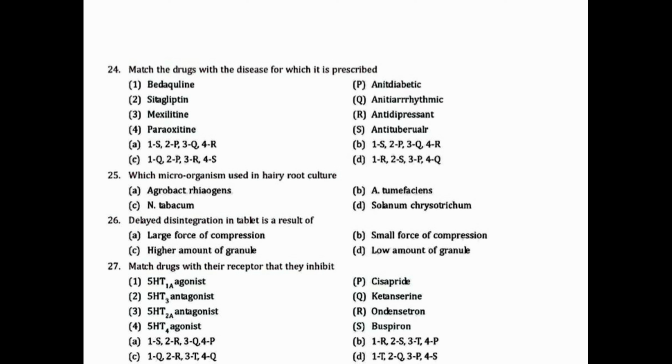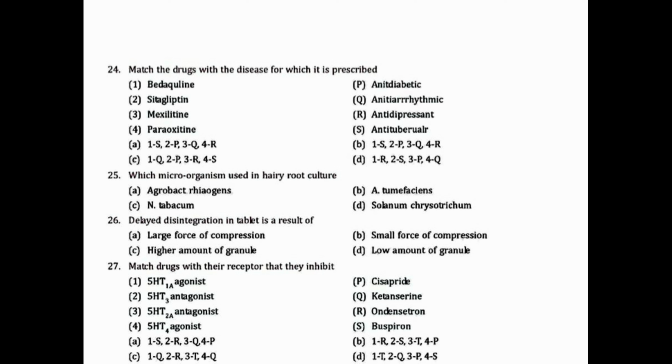Question number 25. Which microorganism is used in hairy root culture? Option A, Agrobacterium rhizogenes. B, Agrobacterium tumefaciens. C, N. tabacum. D, Solanum chrysotrichum. The correct answer is option A.